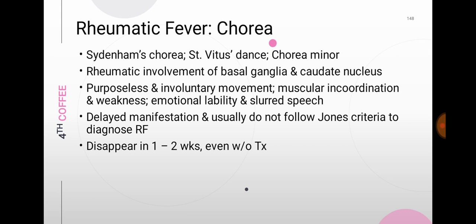He does this like this. So chorea looks something like that. It's non-purposeful, involuntary movement. Sometimes they have emotional lability. When you have chorea, this alone, even without other major signs and symptoms, will qualify for a diagnosis of RF. So far I've seen 2 patients with chorea. This is a late manifestation of RF and will disappear 1 to 2 weeks after, even without treatment.